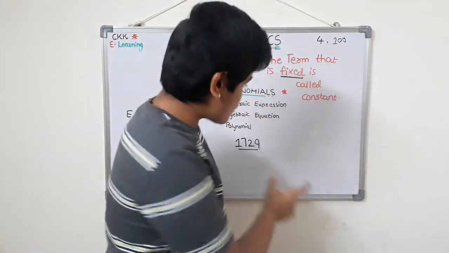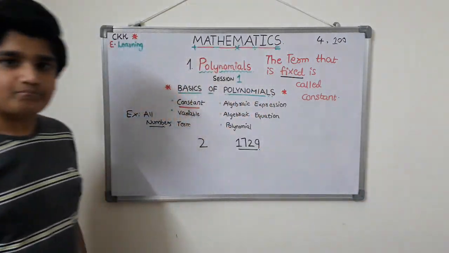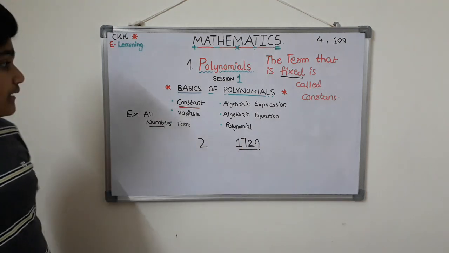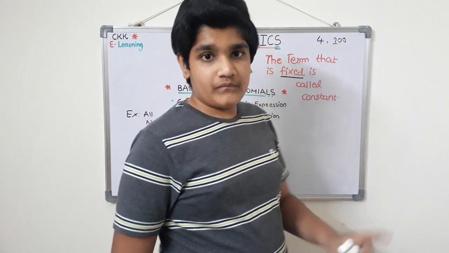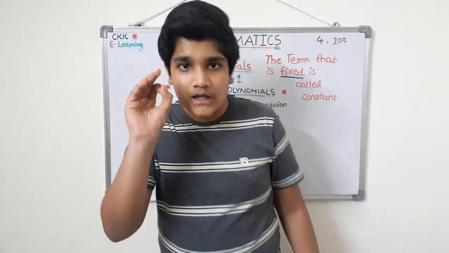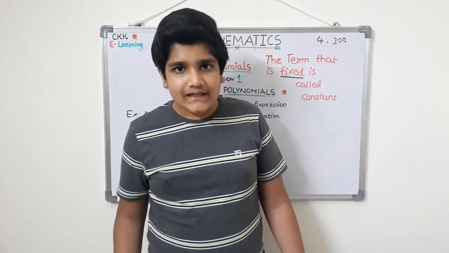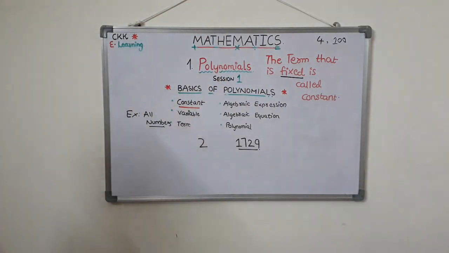So that's why it is called a constant. Constant means the term that is fixed. That's all. We can't change the value. Did you understand clearly what is the meaning of constant? Now let us proceed to what is the meaning of variable.